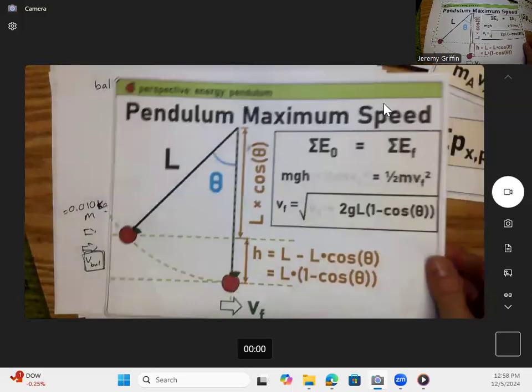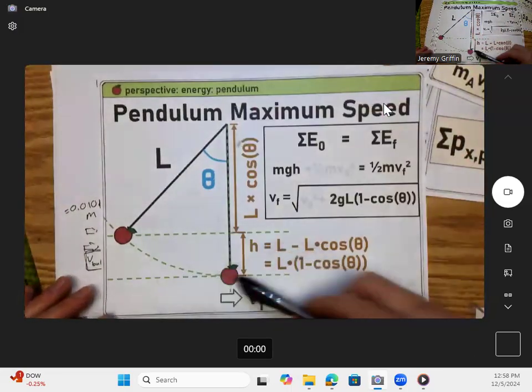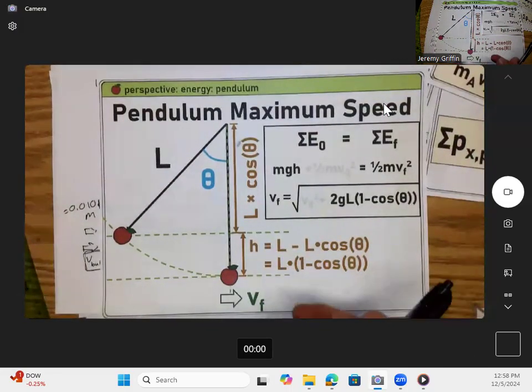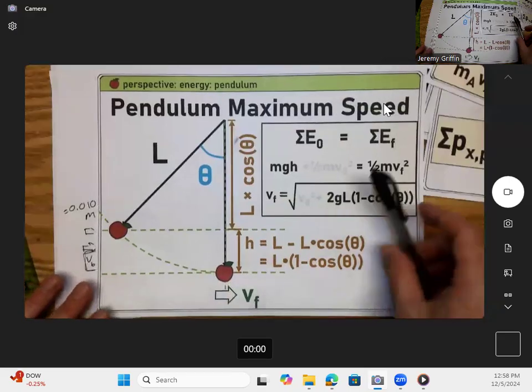You guys remember this right here? Right. So you guys did a lab like this. You're trying to figure out what's the speed at the bottom for a pendulum. You guys measured it with a speed gate, but you also calculated, so, yeah, look, it's about the same thing. Right. So let's go through this again.